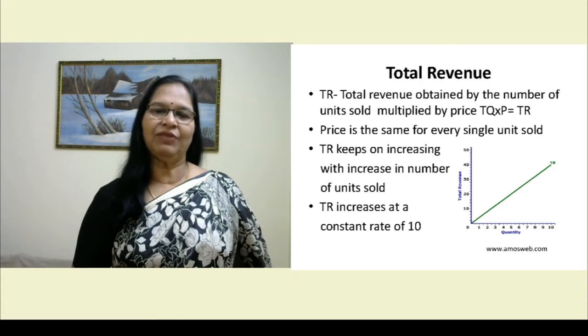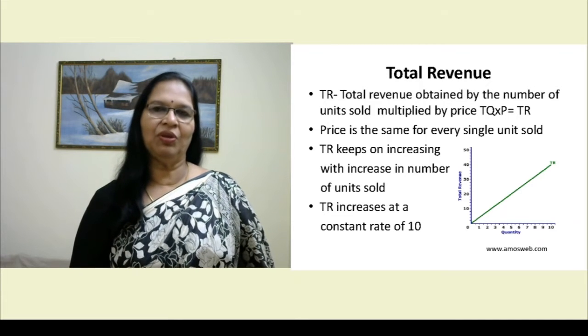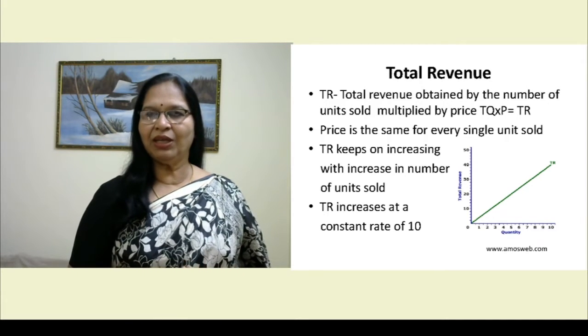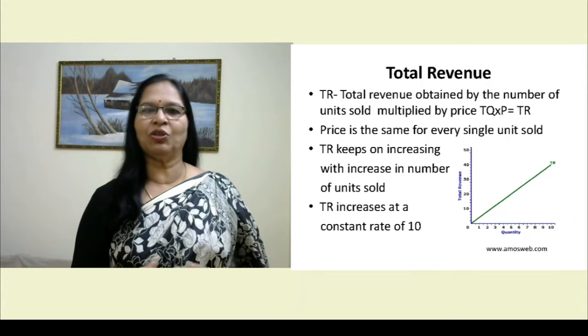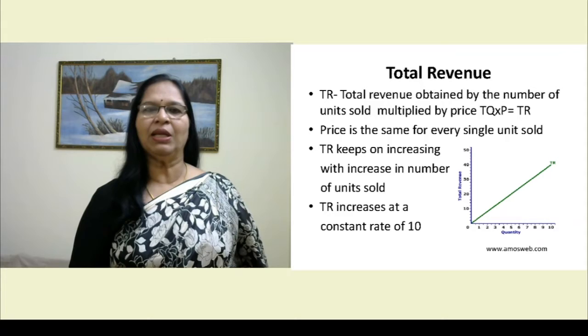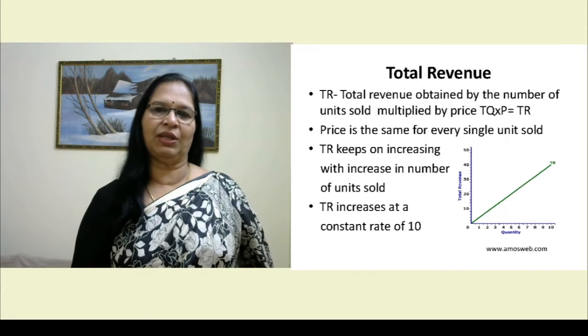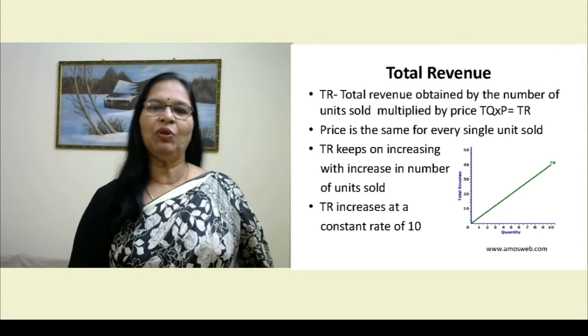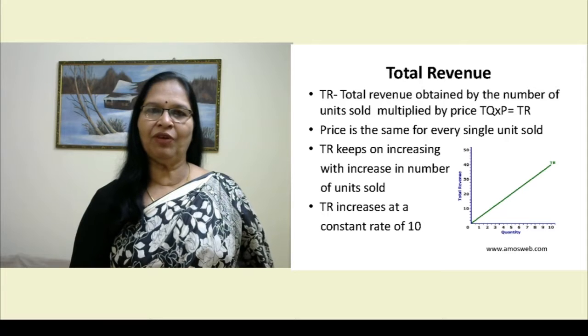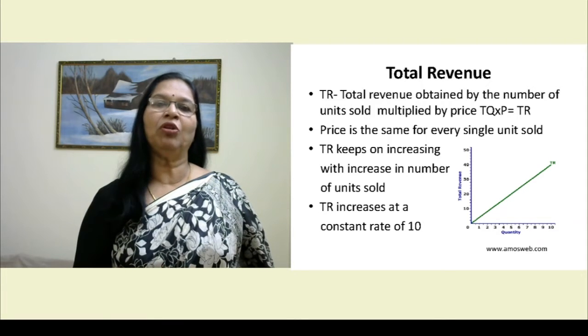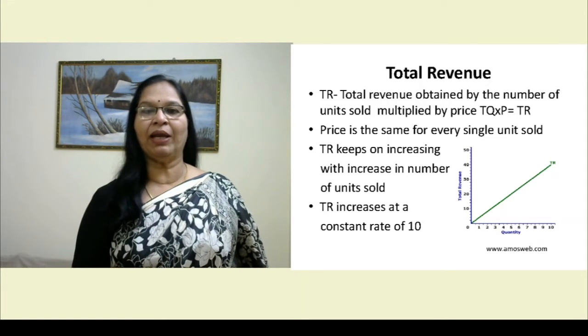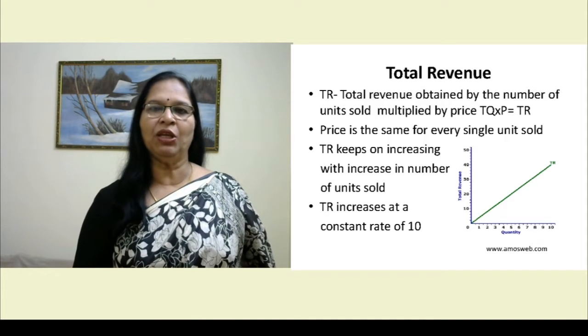Now, we have terms like total revenue. Since we have already done total production, total output, and total cost, we are already familiar with those topics. This should not be difficult for us to understand. So total revenue is the revenue obtained by the firm by the total number of units sold multiplied by the price at which this particular unit is being sold.